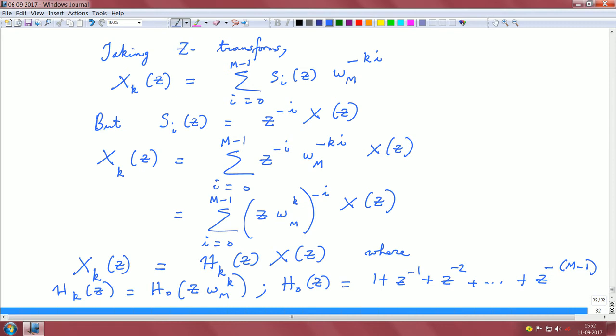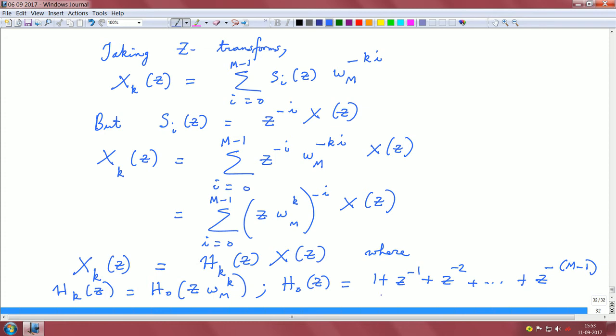I think this is pretty straightforward for us to visualize. What we did is, this X of Z is basically a constant. We just pull this out, and we just have the summation because there is no index I here. So we can pull this out, and this summation of m copies of Z omega m power k power minus I, we interpret as basically Z being replaced, in this sum 1 plus Z power minus 1 plus Z power minus 2 and so on, by Z omega m power k. That is what is happening here.